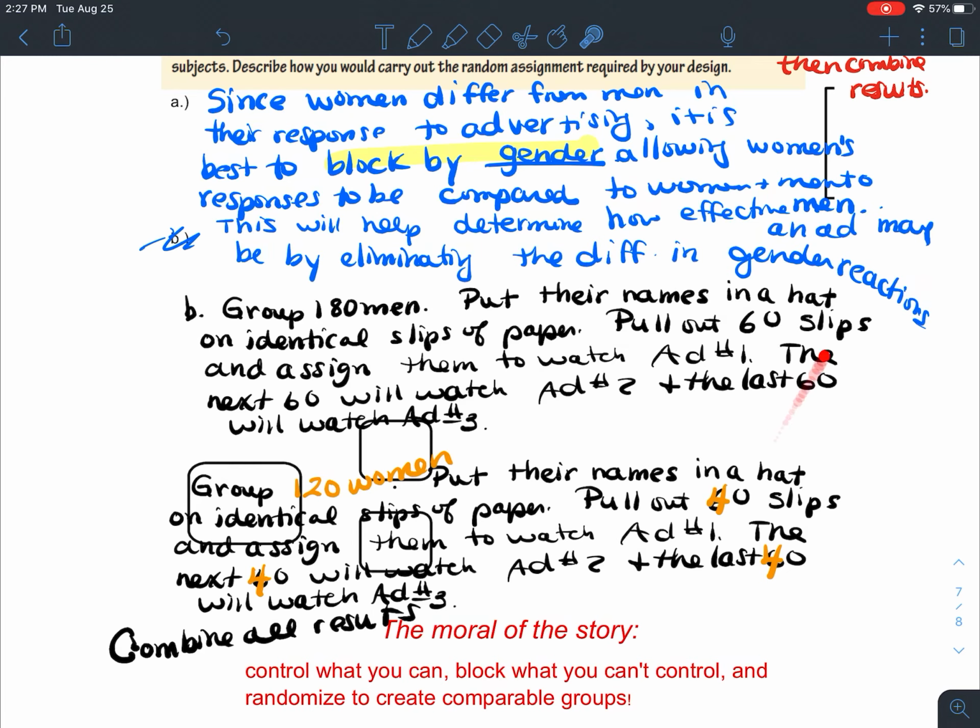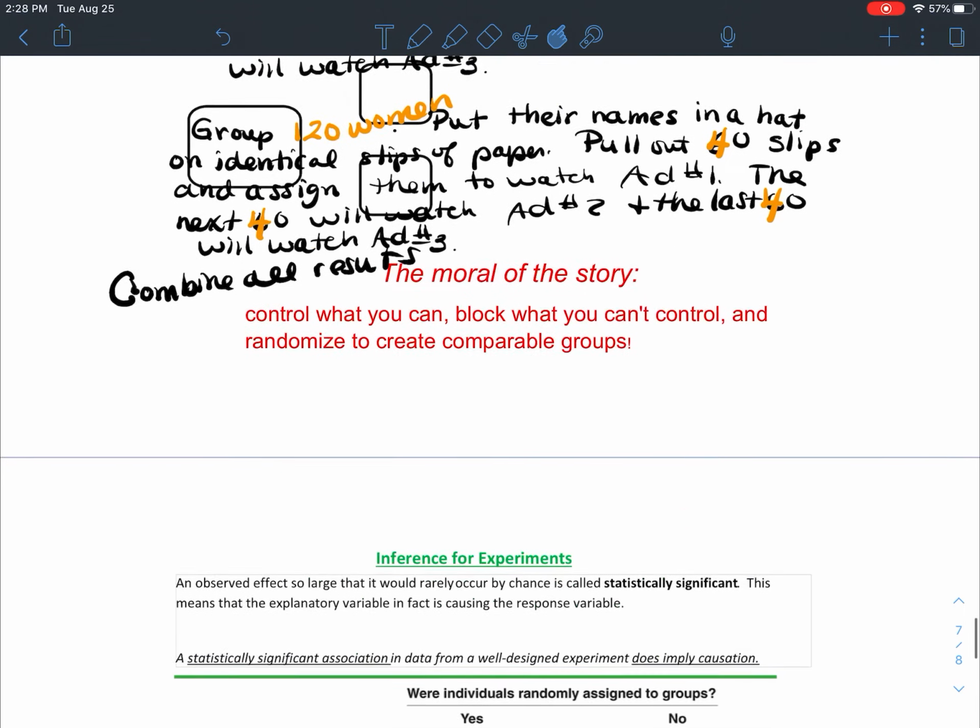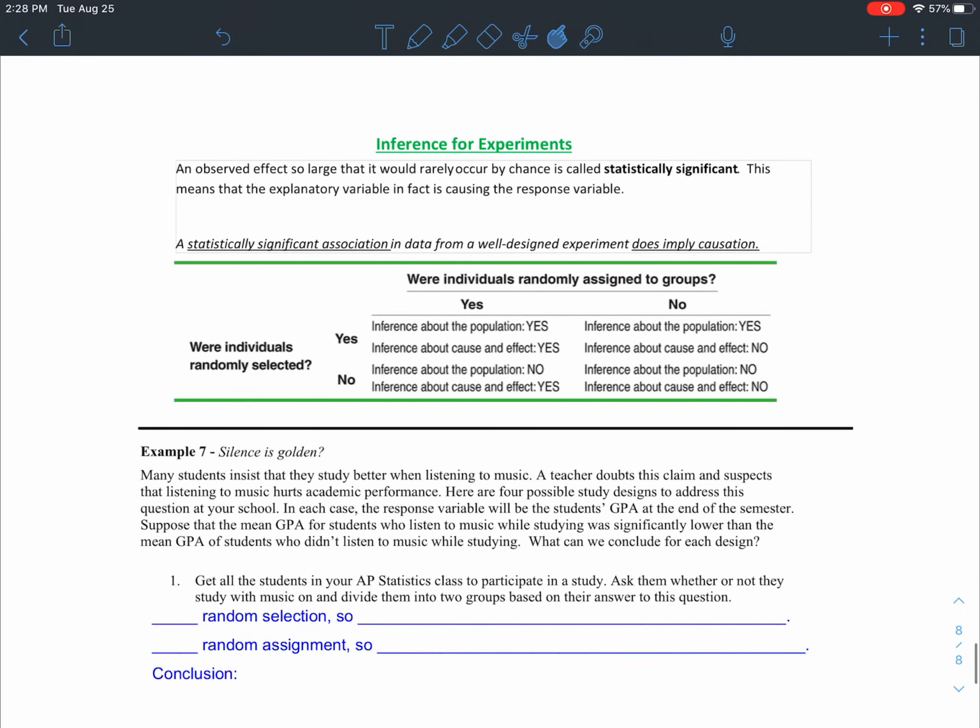Okay, so the idea is you want to try to control what you can. You want to block whatever it is you can't control. Like you can't control the reactions of men and women, but we can block by them so that that's not going to impact it as much. And then we want to try to always do that random assignment of treatment groups.